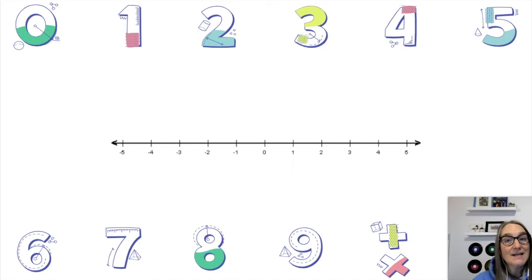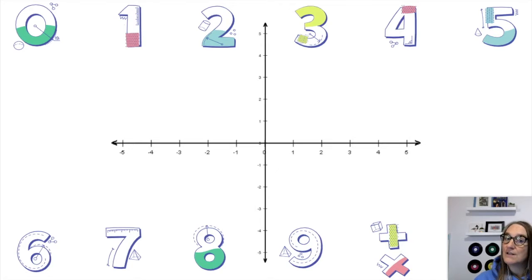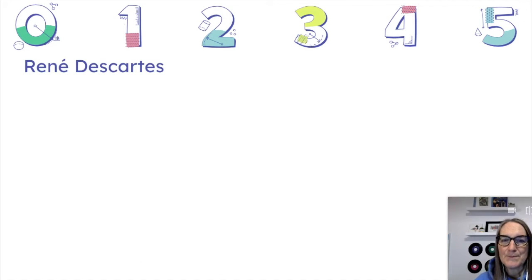Now, take a second and imagine a second number line perpendicular to the first one, so a vertical number line. These two number lines cross at 0. We call this a coordinate grid or a Cartesian plane. Now let's find out why that strange name.